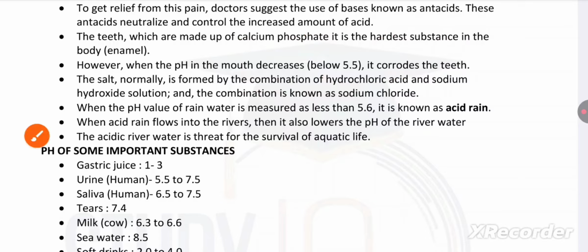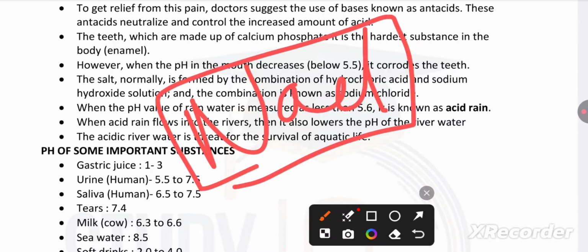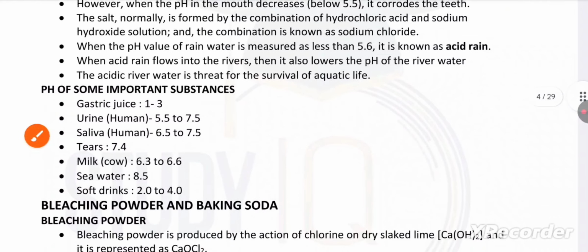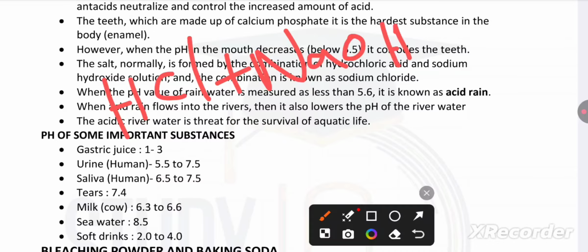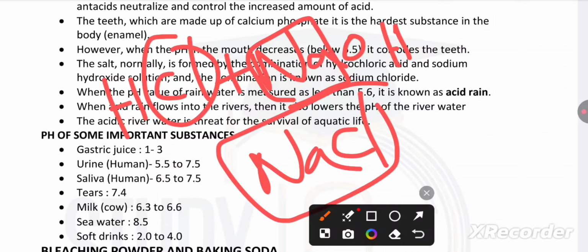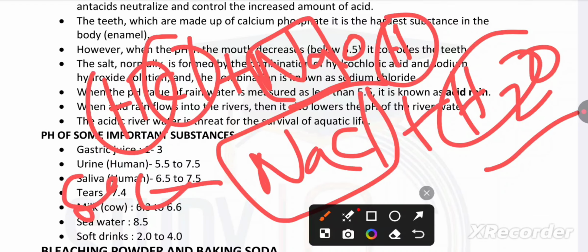Salt is normally formed by the combination of hydrochloric acid and sodium hydroxide solution. That we know, we get sodium chloride, NaCl, the common form of salt. I can give one example, guys. HCl, hydrochloric acid, plus sodium hydroxide, NaOH, gives sodium chloride, NaCl, salt, plus H2O, water. This is salt. This is simple, guys. Chemistry is very, very, very simple.